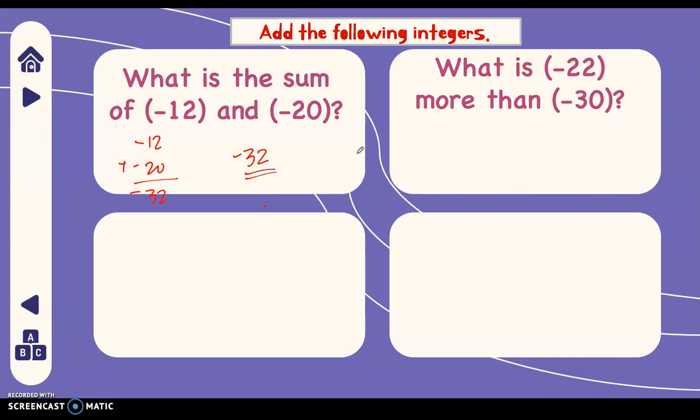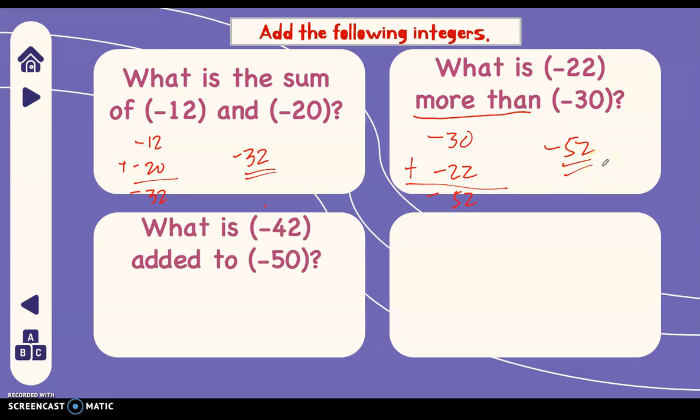We have, what is negative 22 more than negative 30? So more than meaning still addition, and if there's a word more than, that means we write this first addend which is negative 30 plus negative 22, then just add, 52, then copy the common sign, we have negative 52.